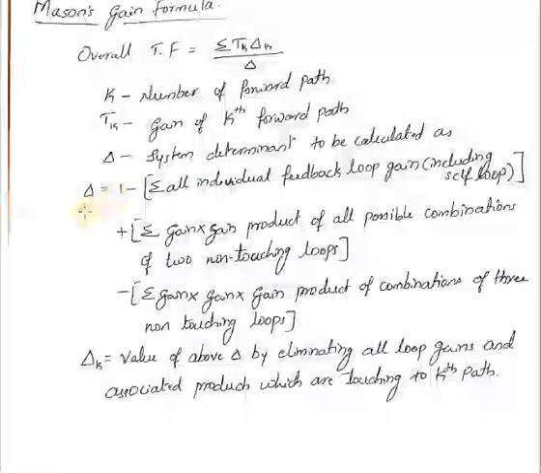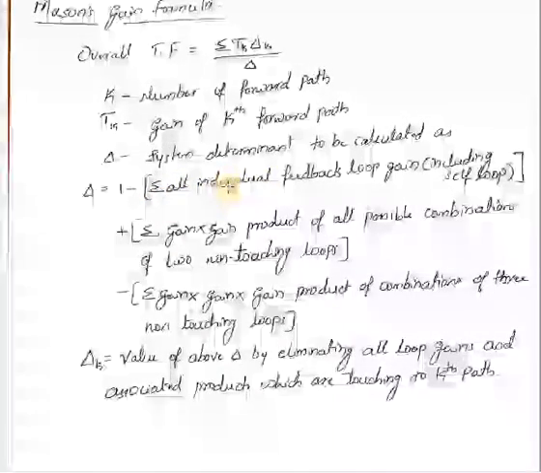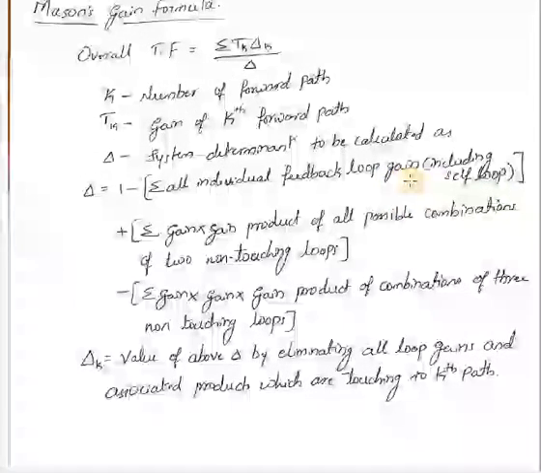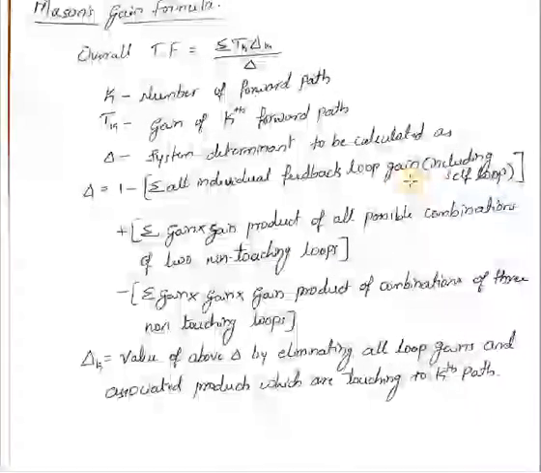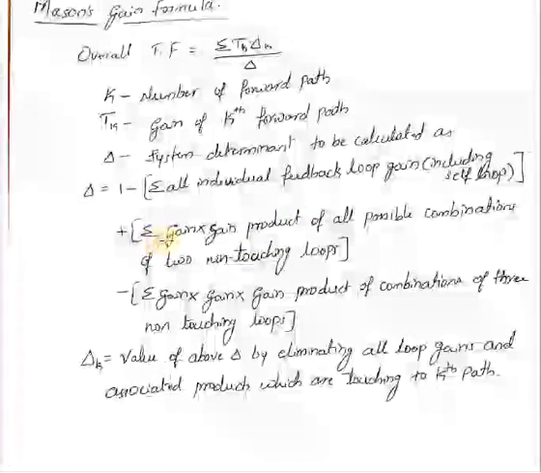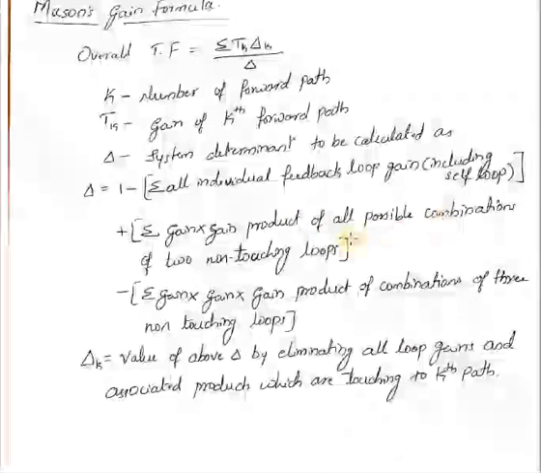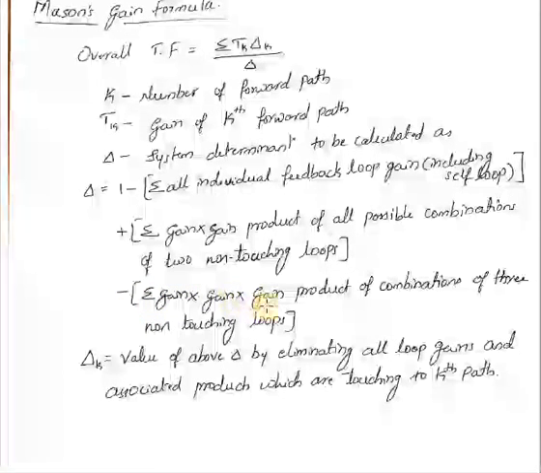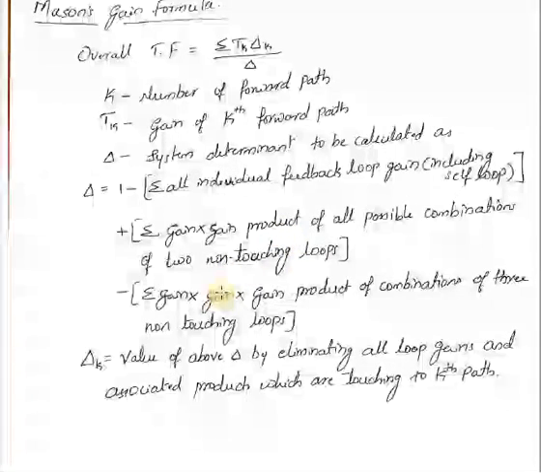For that delta we have the formula: delta equals 1 minus summation of all individual feedback loop gains including self loops. Whatever gains we have calculated for the feedback loops, you have to take the summation of those individual gains, then plus summation of gain into gain, the product of all possible combinations of two non-touching loops, minus summation of gain into gain, the product of combinations of three non-touching loops. So how to write the gains here, we will understand when we start the problems.